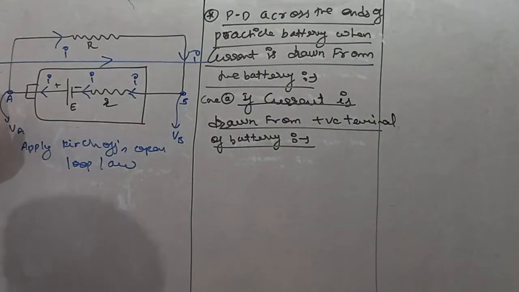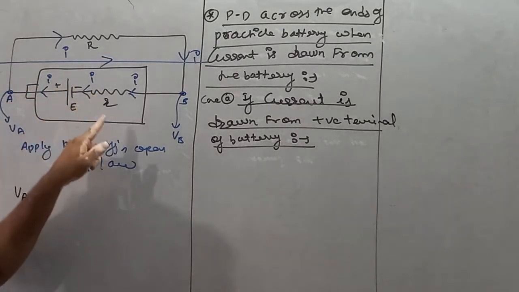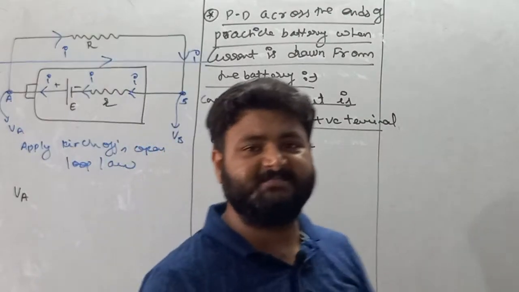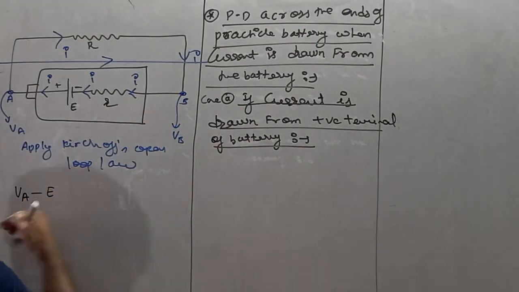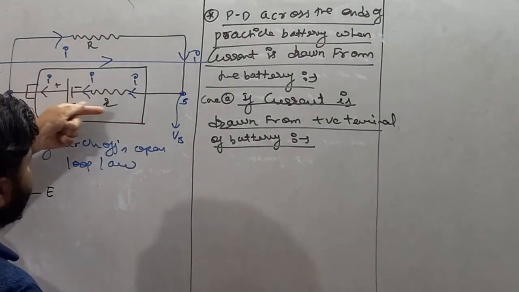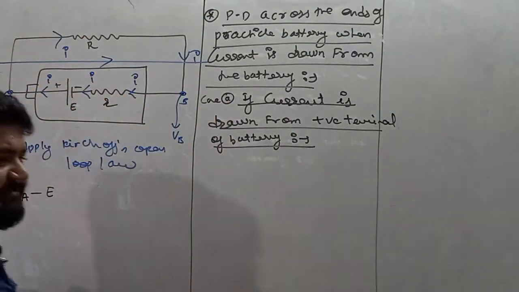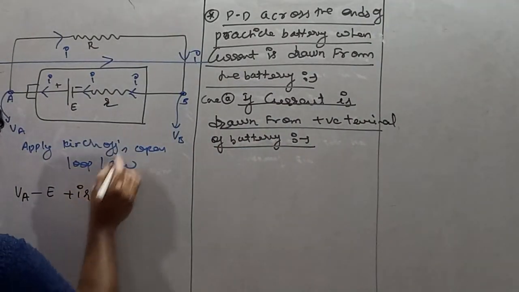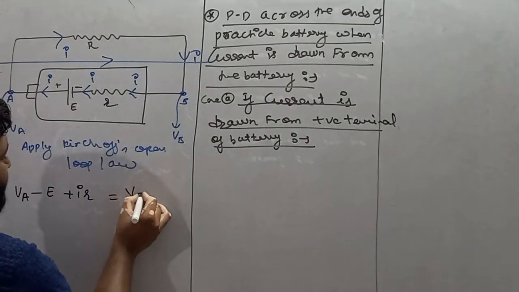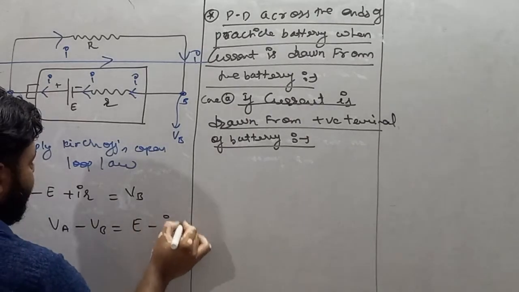So from here I am moving, this potential is VA, so I'll write VA. Now moving forward, I encounter the battery. Positive to negative means higher potential to lower potential, and if we are moving from higher potential to lower potential, we write it as minus E. Now again moving forward, I encounter the resistor. My direction and the current direction are opposite to each other, so I'll write plus IR. Moving forward, we reach B, so it equals VB. So VA minus VB becomes equal to E minus IR.